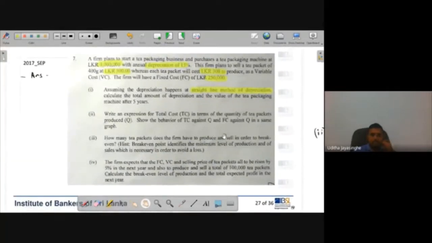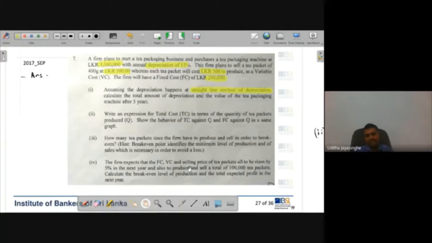Question 4. The firm expects that FC, VC, and selling price of tea packets all to rise by 5% in the next year. Okay, so all components, fixed cost, variable cost, and the selling price, everything is going to increase by 5% in the next year. And also to produce and sell a total of 100,000 tea packets. Calculate the break-even level of production and the total expected profit in the next year.